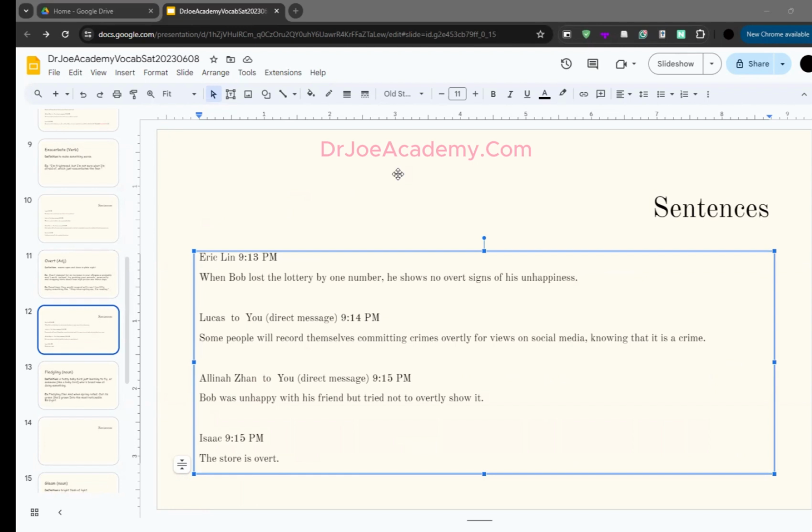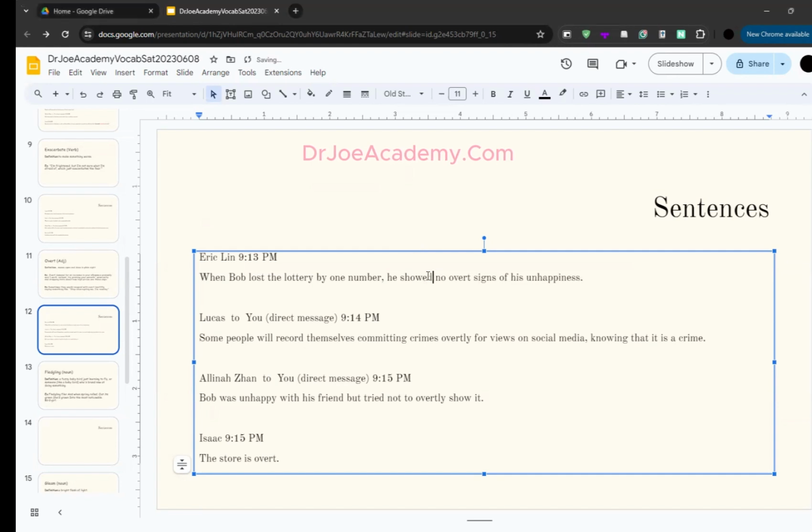Okay, everyone, let's start taking up your sentences. Eric, do you want to go first and read your sentence? When Bob lost the lottery by one number, he shows no overt signs of his unhappiness. Great job, Eric. So great sentence. Just one thing that I want to fix here, and I think you caught it while you were reading it. Instead of shows, we're going to say showed to make sure that it's all past tense. But great job, Eric. And Lucas, do you want to read your sentence?